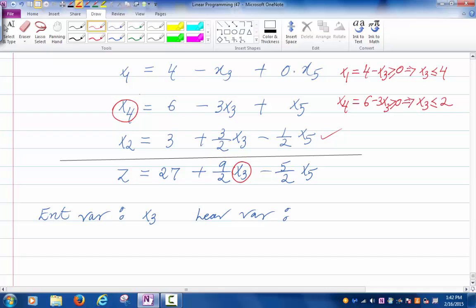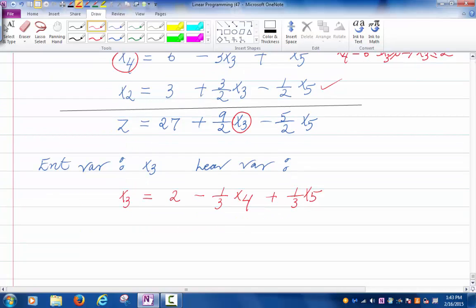My leaving variable would be x4. Once I have x4, look at the equation for the leaving x4, solve for the entering, and if you solve for the entering, what do you get? If you solve for the entering variable, you get what? Do you realize that I'm going to get 2 minus 1/3 x4 plus 1/3 x5. You agree with that? I didn't show you the details, but you can solve for that.